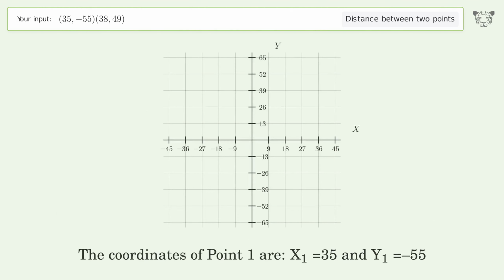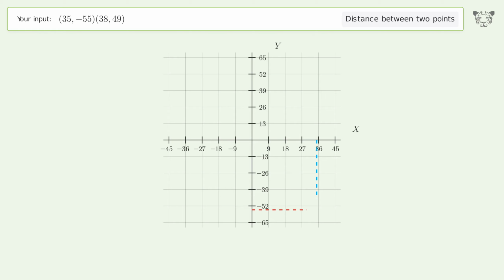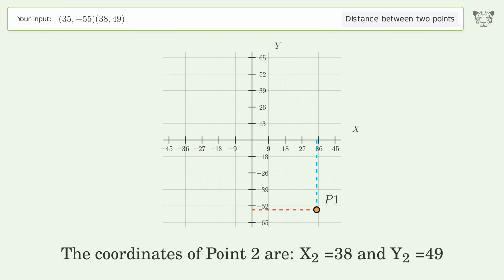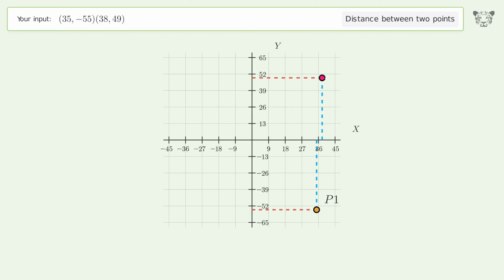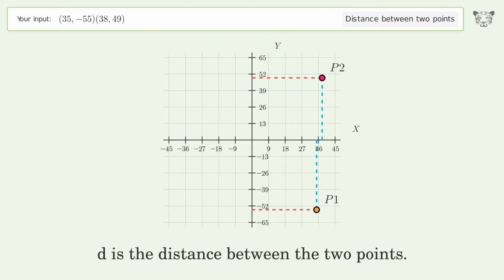Plot the 2 points and calculate the distance using the formula. The coordinates of point 1 are, x1 equals 35 and y1 equals negative 55. The coordinates of point 2 are, x2 equals 38 and y2 equals 49. D is the distance between the 2 points.